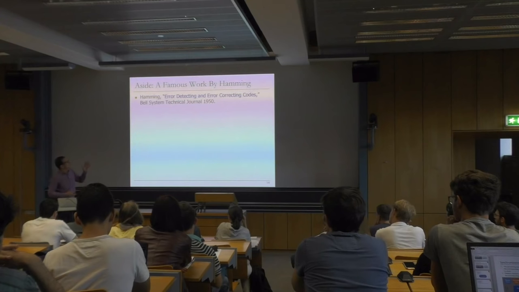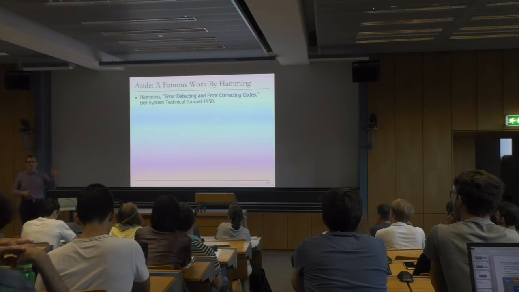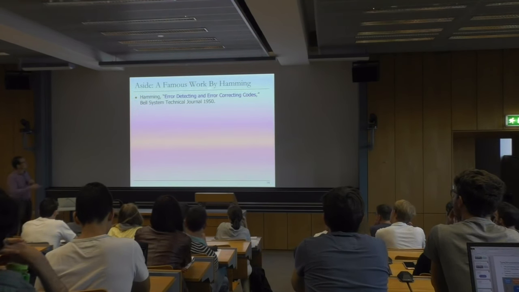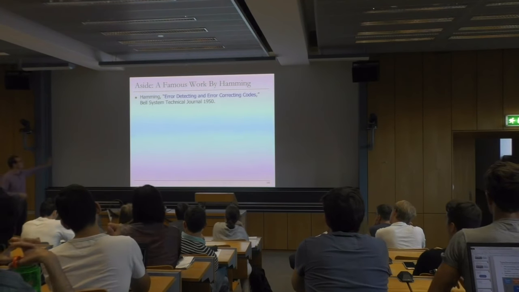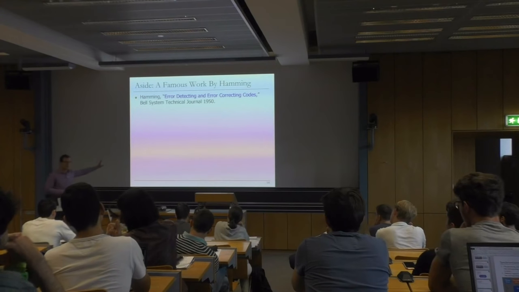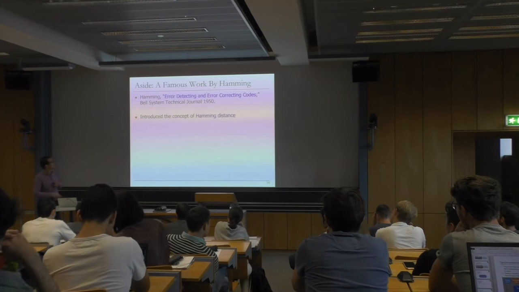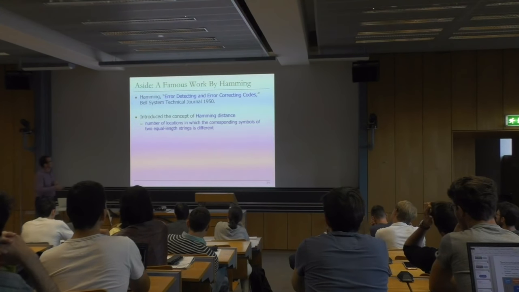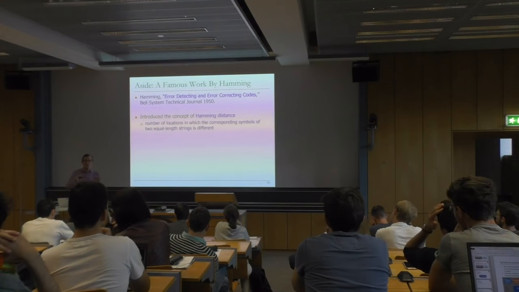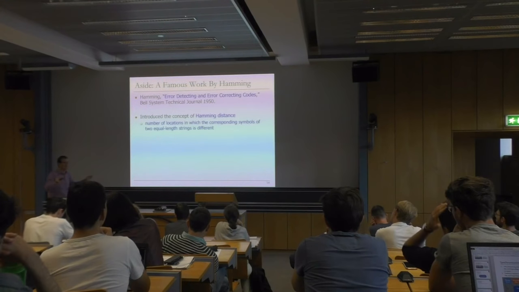Okay, this is an aside. I like going through these asides because some people didn't talk about Hamming, but basically this is Hamming's fundamental work. If you're interested, I would recommend reading it. This is where he introduced the Hamming distance and error correcting codes. And Hamming distance, hopefully most of you know, is the number of locations in which the corresponding symbols of two equal length strings are different.